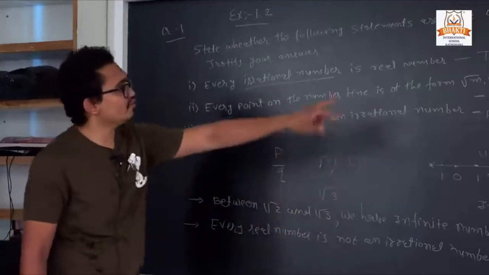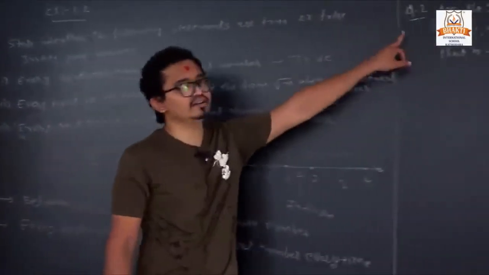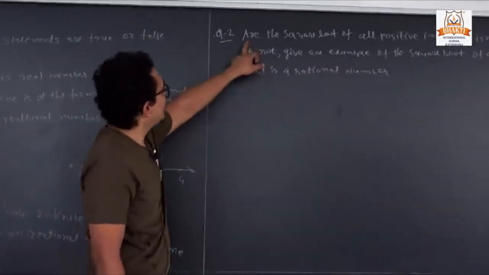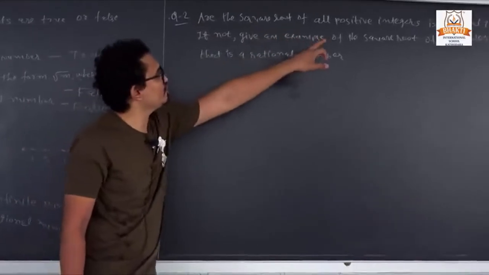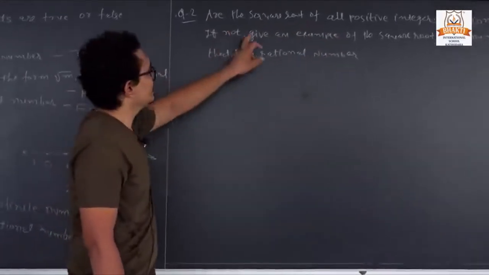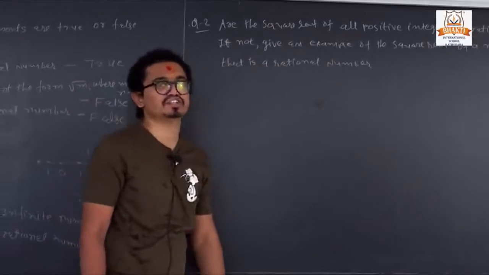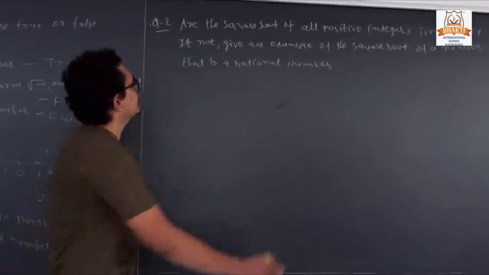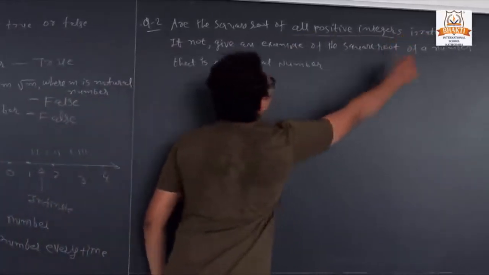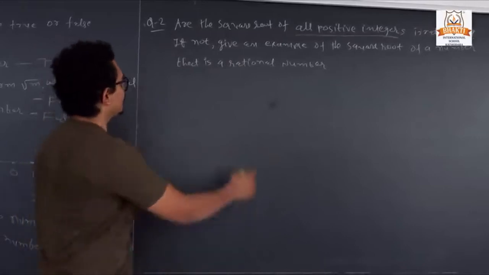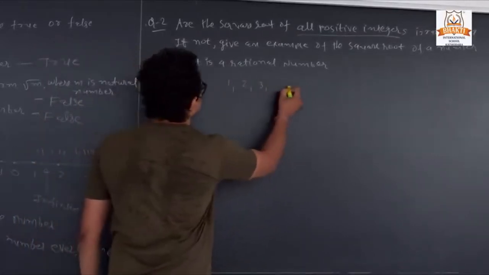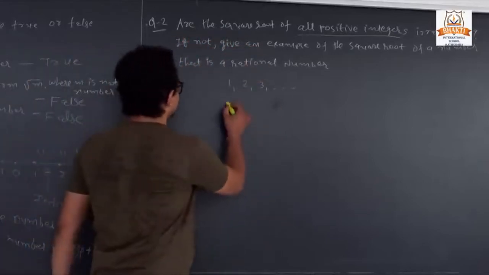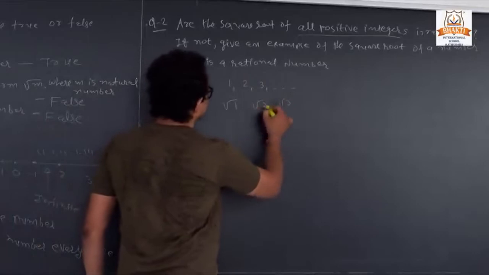Now we are going to start our question number 2. In question number 2: are the square roots of all positive integers irrational? They are saying all positive integers. So what are positive integers? Like 1, 2, 3 and so on. Suppose we take the square root of 1, 2, 3 like that.